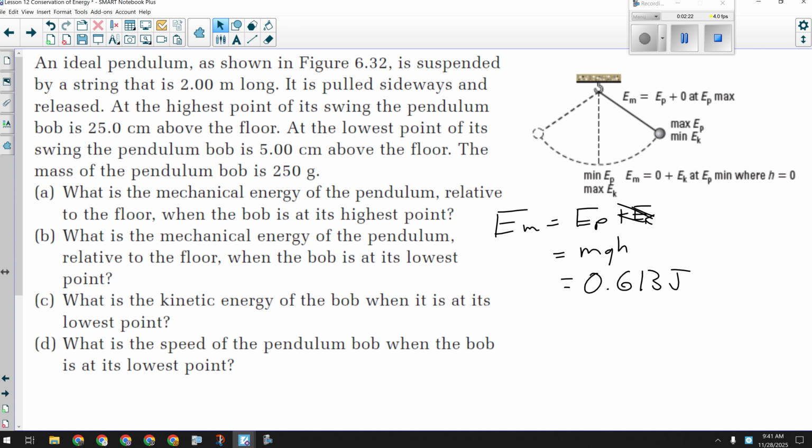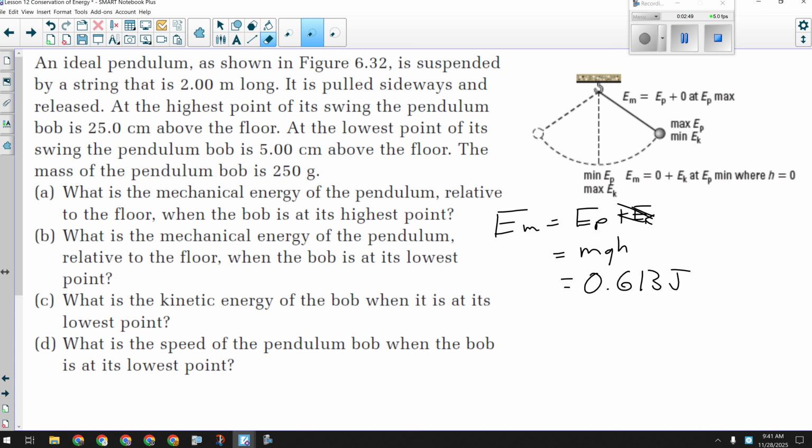Okay, so let me ask you this. How much mechanical energy does it have right there? 0.613. Right. Does it have that much anywhere along that arc? Or everywhere along that arc? What might be the better way to say that? As long as we know that, now we can move forward with the other questions. What is the mechanical energy of the pendulum bob relative to the floor at its lowest point? We already did that number.